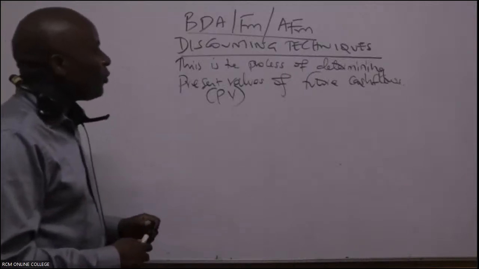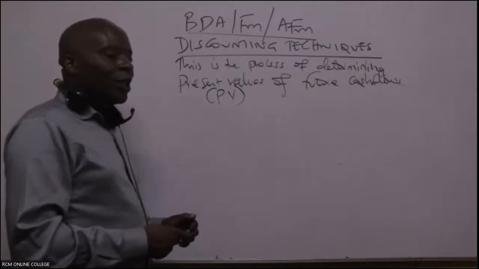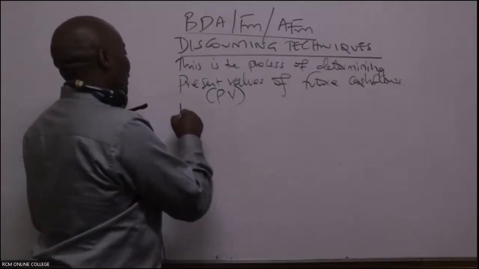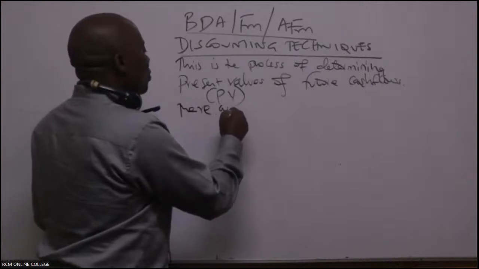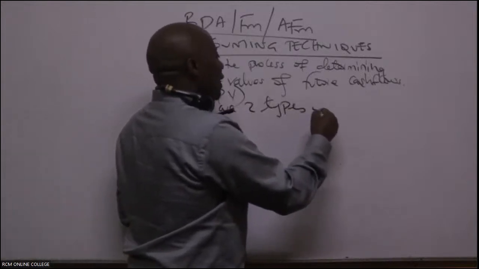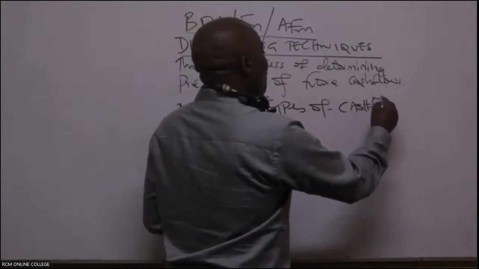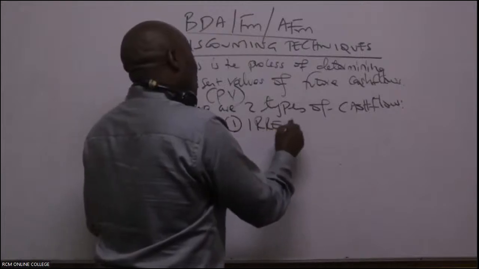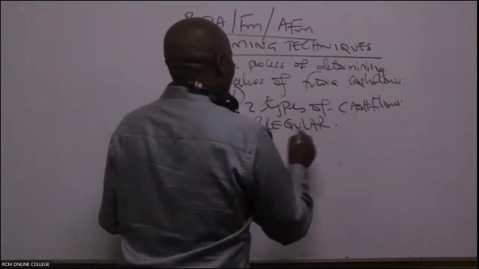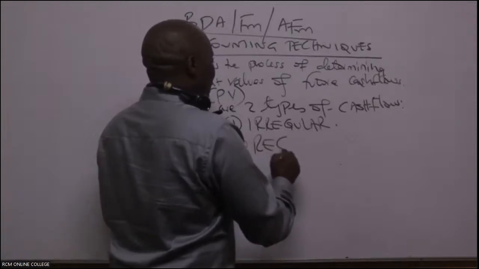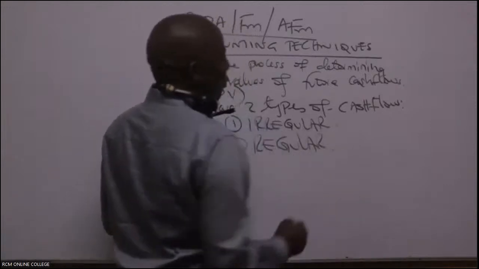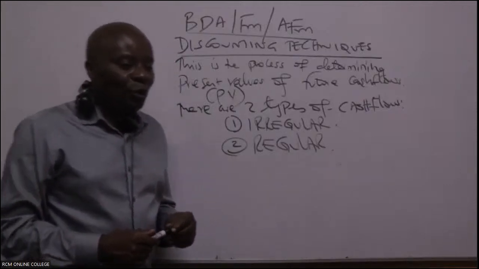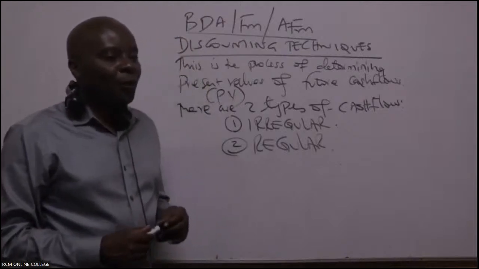So this is the process of determining present values of future cash flows. There are two types of cash flows. We have what we call irregular, and then number 2, we have what we call the regular cash flows.